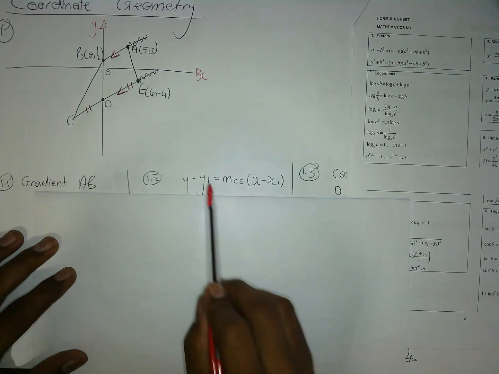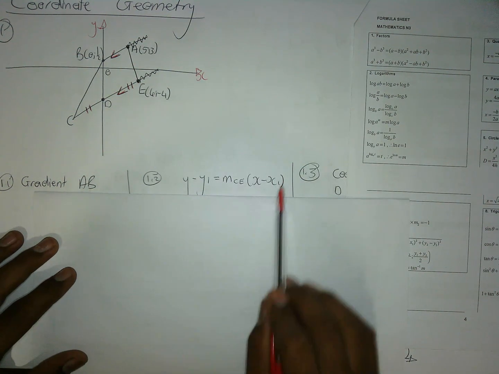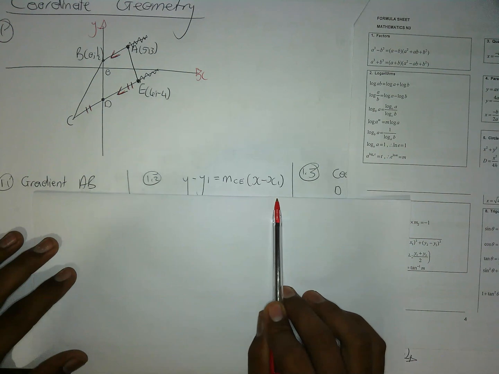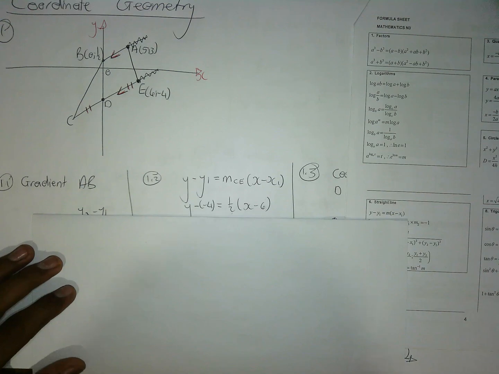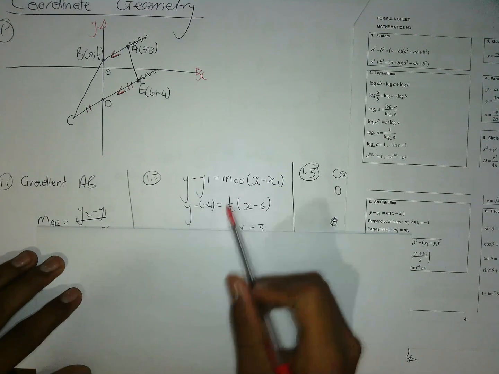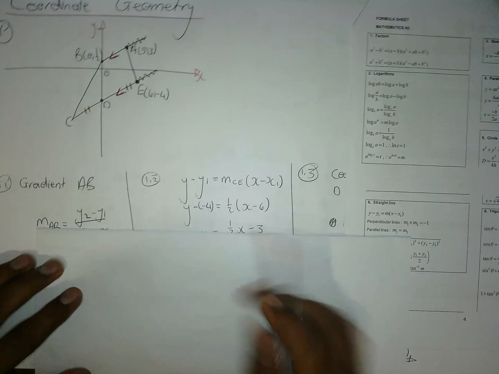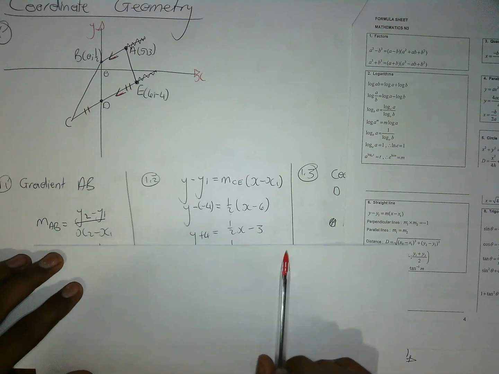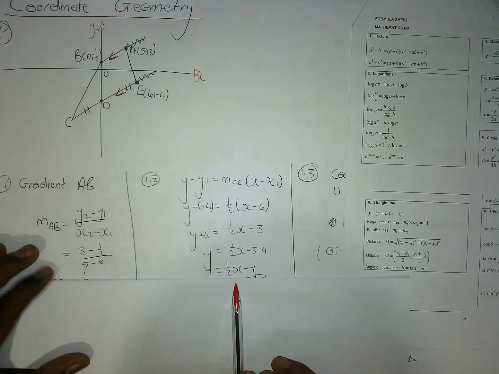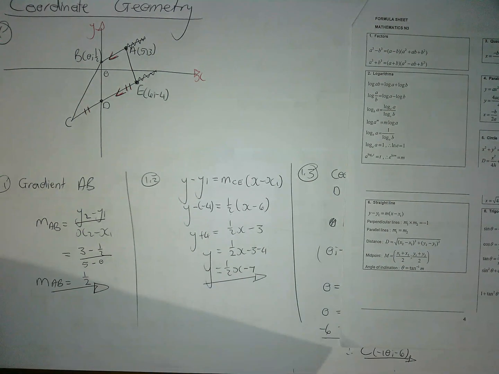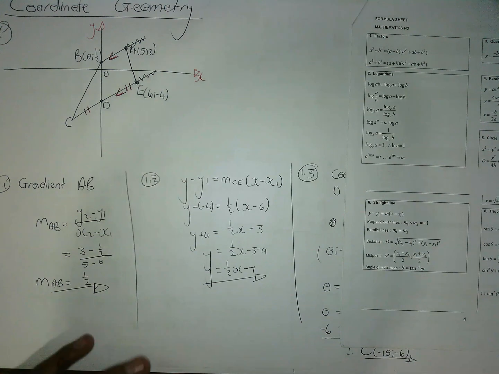So where the y is, I put -4. Where the x is, I put 6. Then I just substitute it in. Then I simplify it. I multiply this half in. I simplify this to +4. Then I take this 4 over. Take it over here. And then I have y = half x minus 7. Very simple and straightforward, right? Once you get the formula, you substitute, simplify maybe a little bit, then you get the answer.